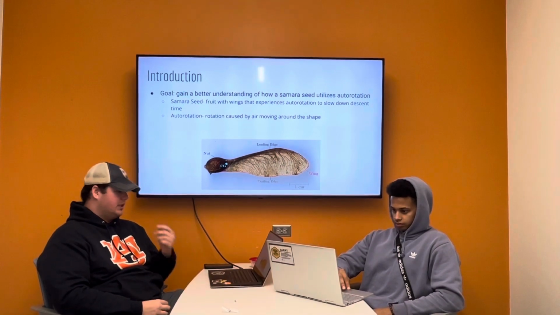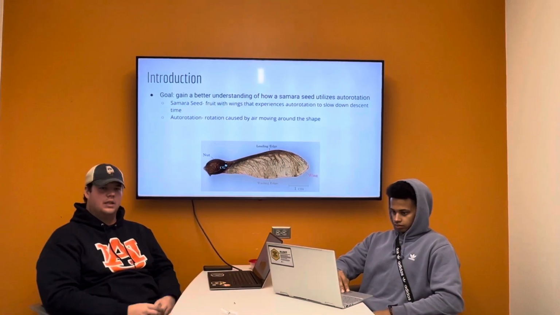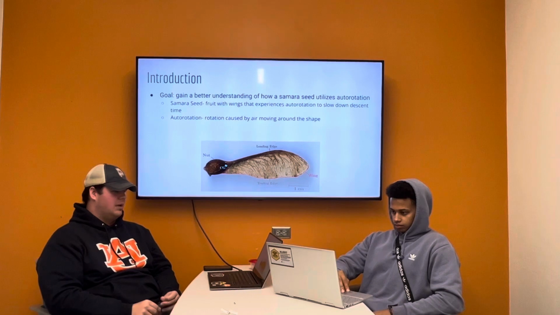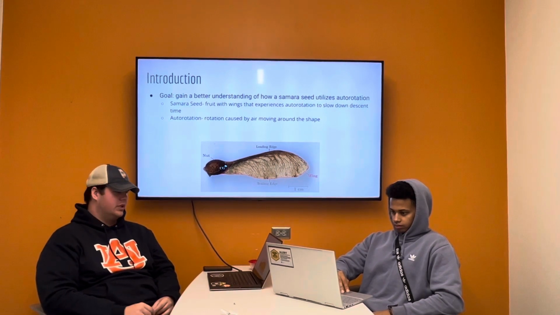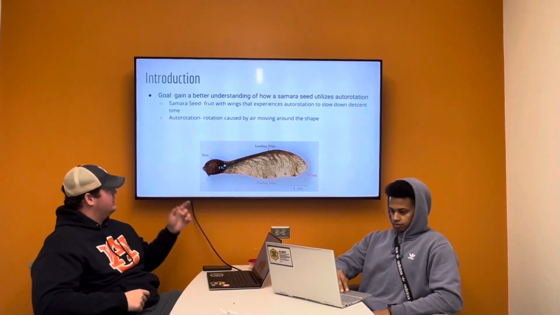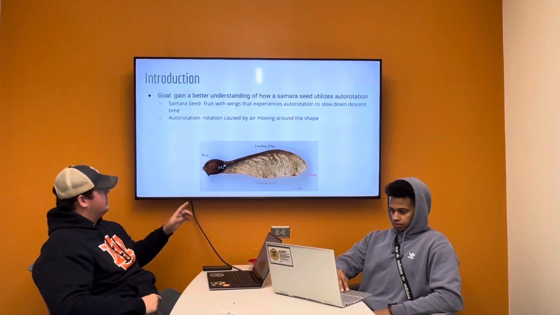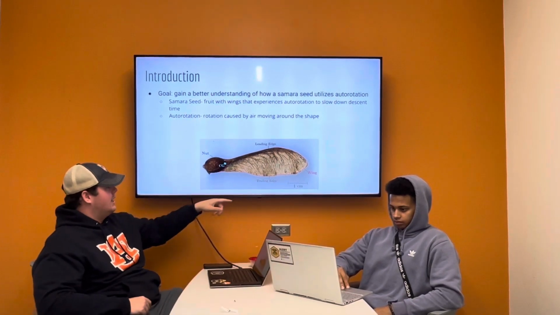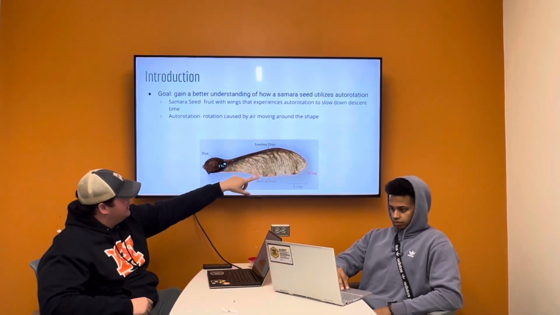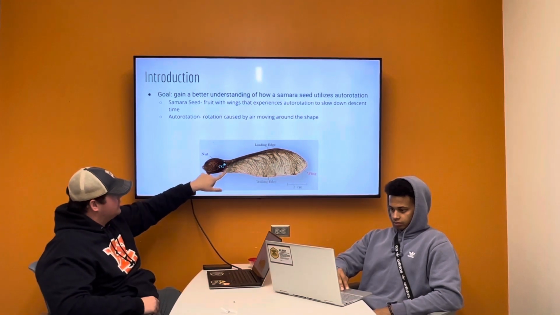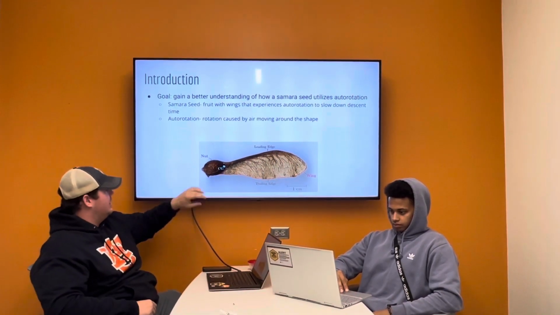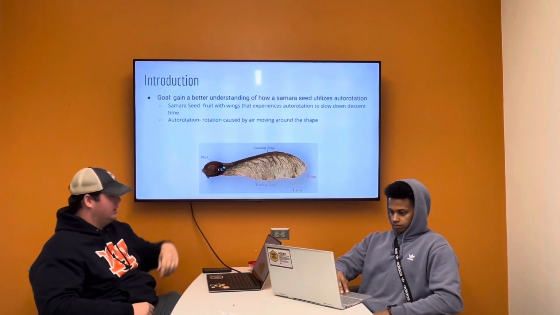So the Samara seed is actually a very common seed. It comes from about 11 types of trees. Here you can see a diagram of it, where it's got the airfoil out to one side with the leading edge sort of more reinforced, and then here we have the wing, and then the seed itself is here in the nut.